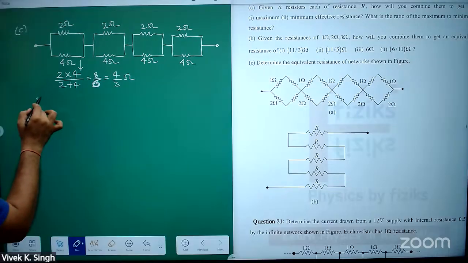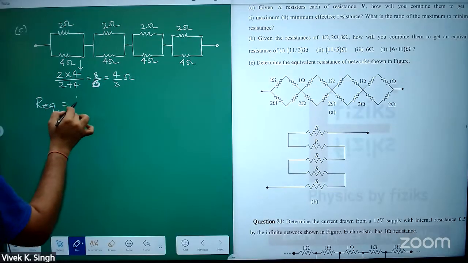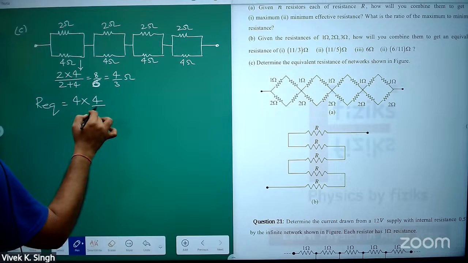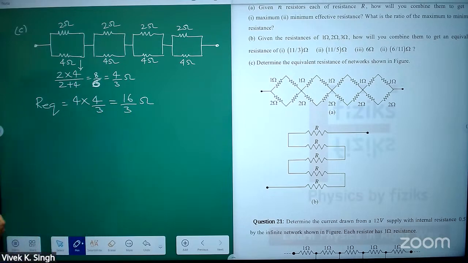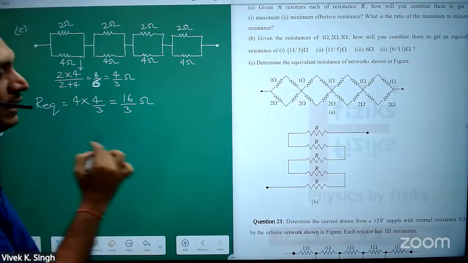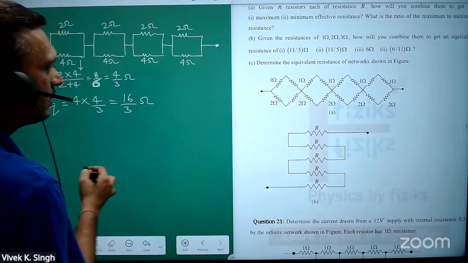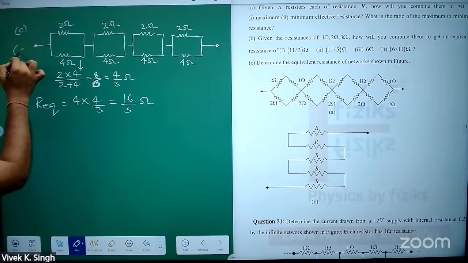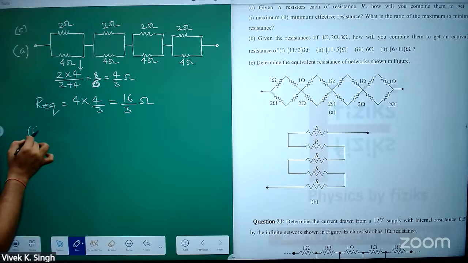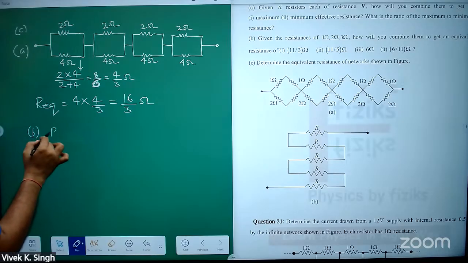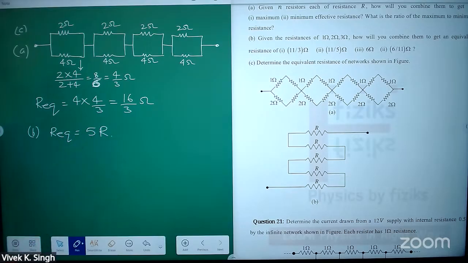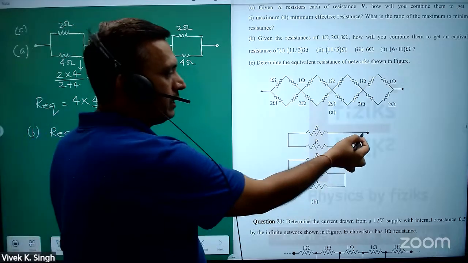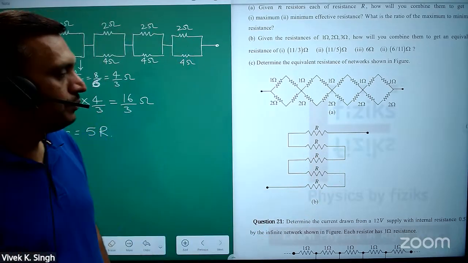So R equivalent will be 4 into 4 by 3. So this will be 16 by 3 ohms. Equivalent will be 16 by 3 ohm. And in this case, they are in series. So this is figure A and this is figure B. So R equivalent will be 5R. They are in series. Equivalent between these 2 points will be 5R.